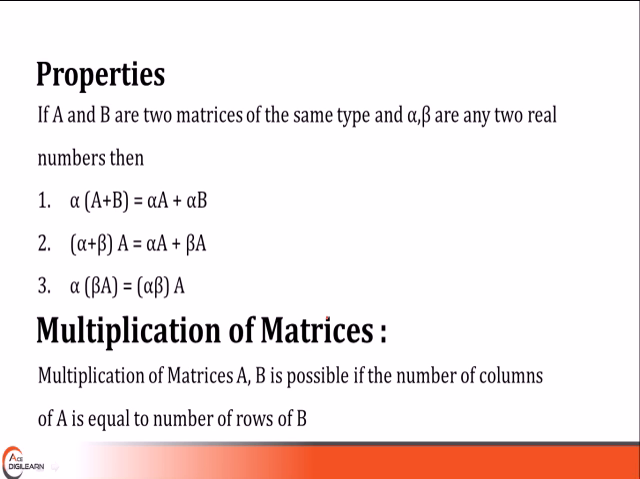Next topic, multiplication of matrices, which is very much important. Multiplication of matrices AB is possible if number of columns of the matrix A is equal to number of rows of the matrix B. Let us consider an example. A is a matrix of order 3 by 2 and B is a matrix of order 2 by 1. Is multiplication possible? Yes. Number of columns in the matrix A and number of rows in the matrix B are both the same. So multiplication is possible, and the matrix which you get after multiplication will be of order 3 by 1.